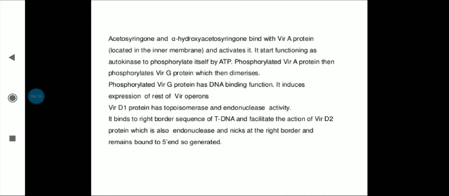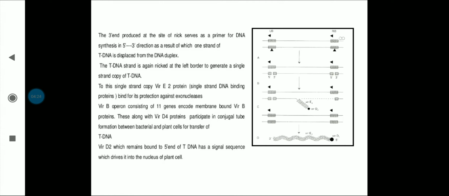vir-D1 activates vir-D2 which nicks the right border region and remains bound to the 5' end generated. The 3' end produced at the nick serves as a primer for DNA synthesis in 5' to 3' direction. As a result, a single-stranded tDNA is produced with vir-D2 at the 5' end of it. Now, vir-E2 is bound all over the single-stranded DNA, which protects the DNA from exonuclease activity.